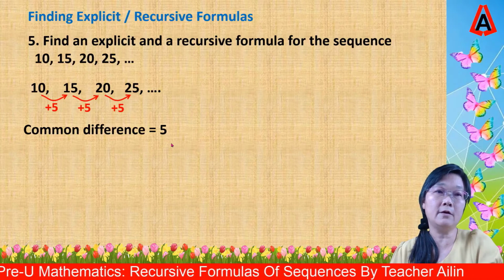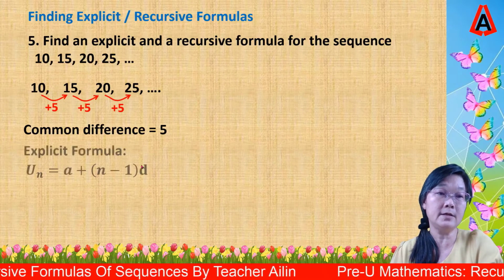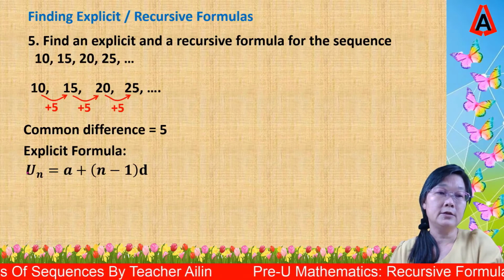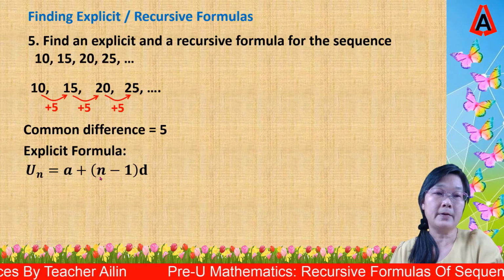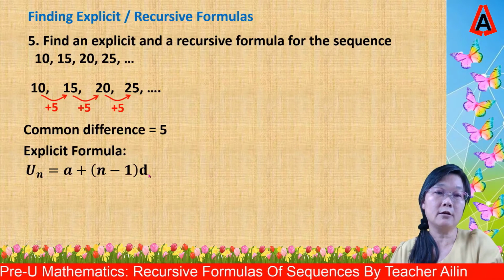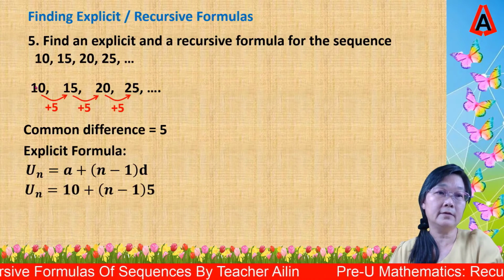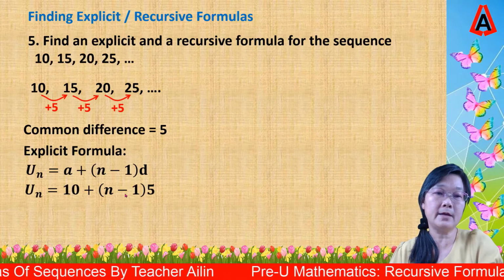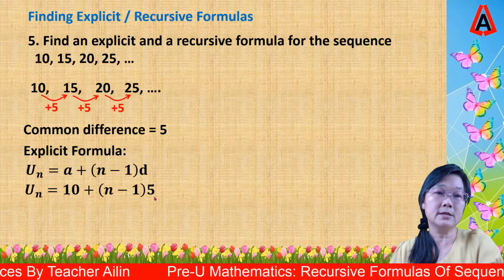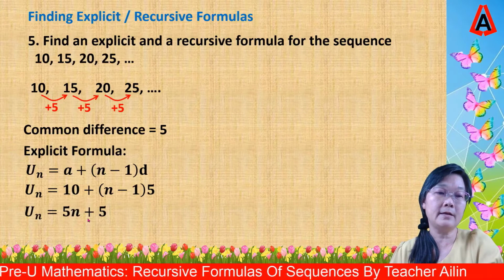The explicit formula for an AP is u_n equals a plus n minus 1 times d. a is the first term, d is the common difference. So when we substitute a with 10, that is the first term, and d is the common difference, and when we simplify, that is 5n plus 5.